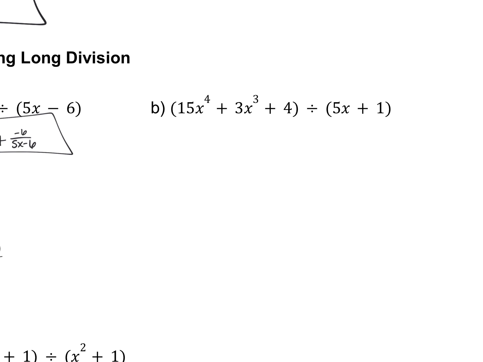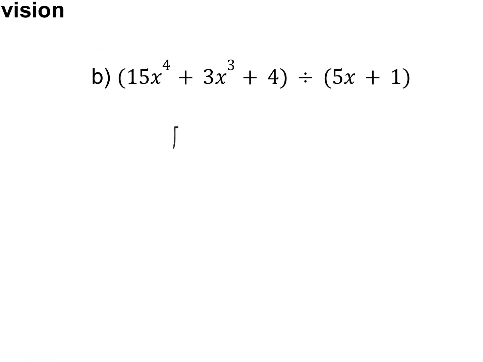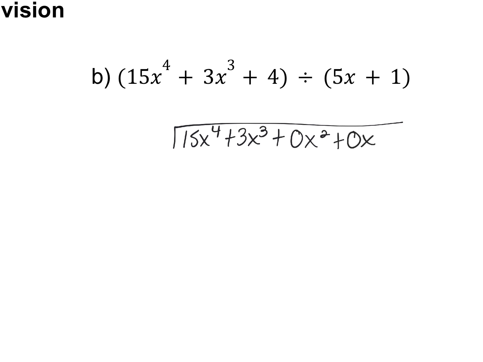Okay, another one. This time we have some skips, so we've got to be careful with those. So 15x to the 4th plus 3x cubed. Since there is no x squared, I like to write 0x squared to keep my columns in order so I know what's what. There's no x term, so plus 0x plus 4. Okay, and then 5x plus 1. 5x times what gives you 15x to the 4th? Would be 3x to the 3rd, I'm sorry. Multiply it back. 15x to the 4th plus 3x to the 3rd.